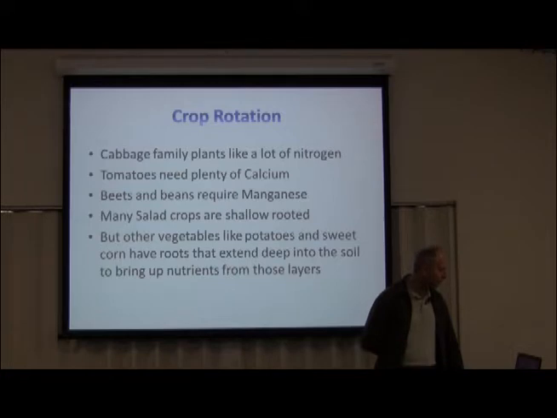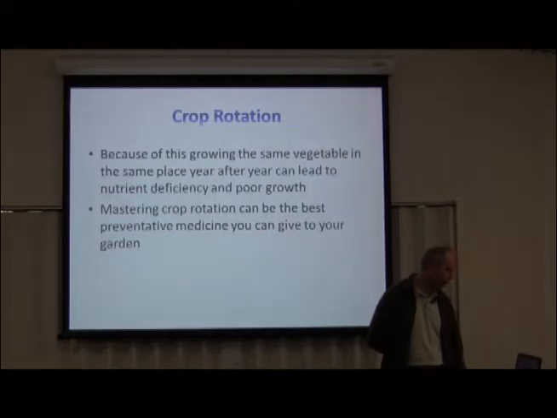Cabbage family plants like a lot of nitrogen. Tomatoes need plenty of calcium. Beets and beans require manganese. Many salad crops are shallow rooted, but other vegetables like potatoes and sweet corn have roots that extend deep into the soil to bring up nutrients from those layers.